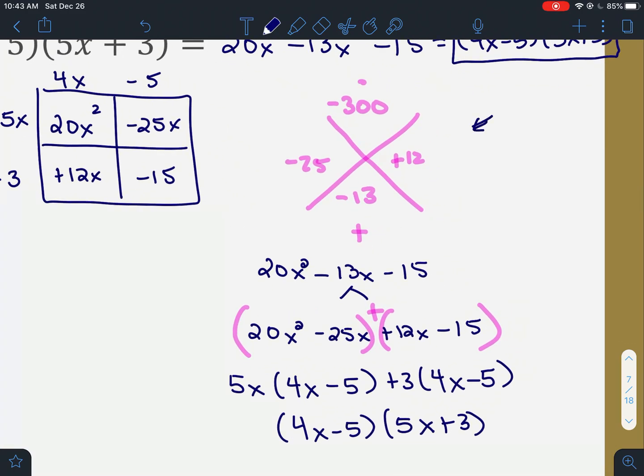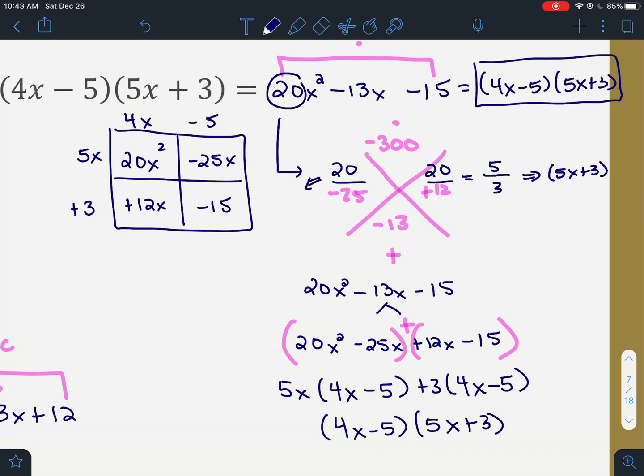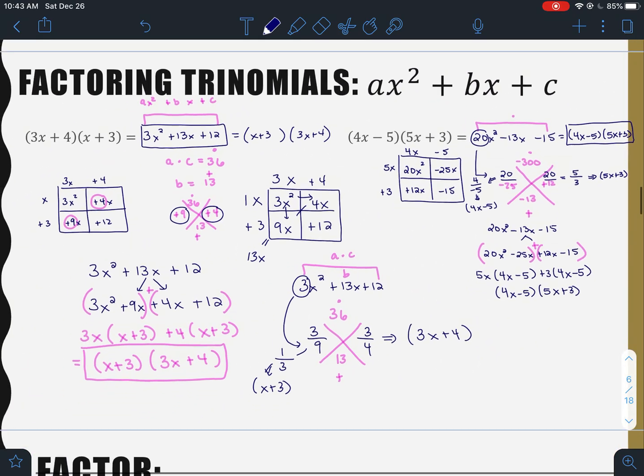So that's option 1. Or remember, once you get to this position right here, you can take the leading coefficient, in this case it was 20, and make it the numerator, so 20 and 20, and then reduce each of those fractions. So 20 over 12 reduces to, they're both divisible by 4, and so this would become 5/3. So this would become 5x plus 3. And then 20 over 25 are both divisible by 5, so this would become 4 over negative 5. So this one would become 4x minus 5. And notice those are the two parentheses as well.